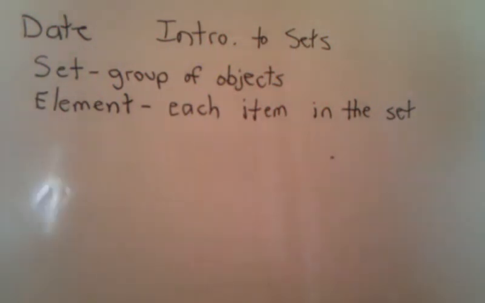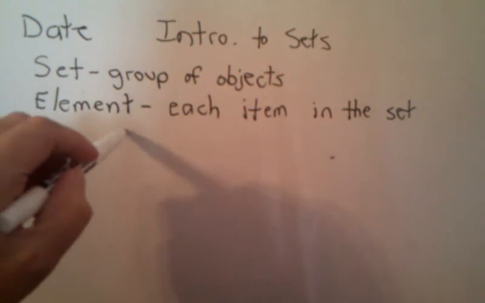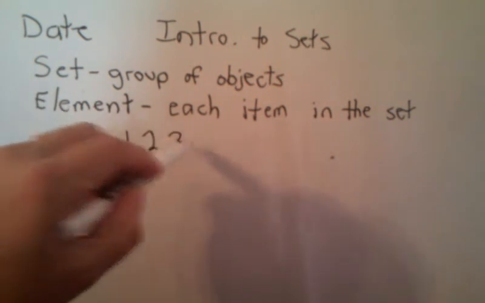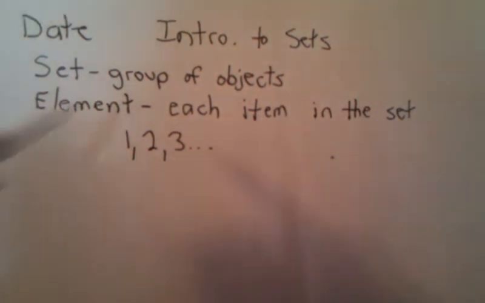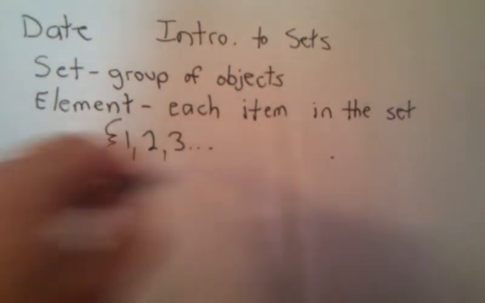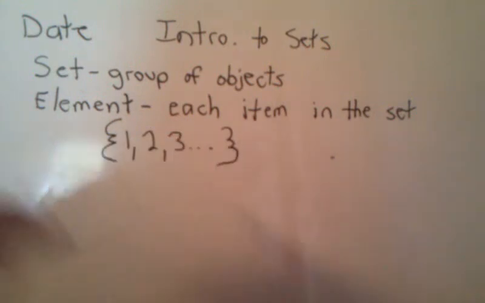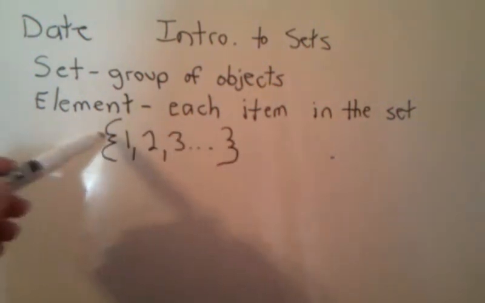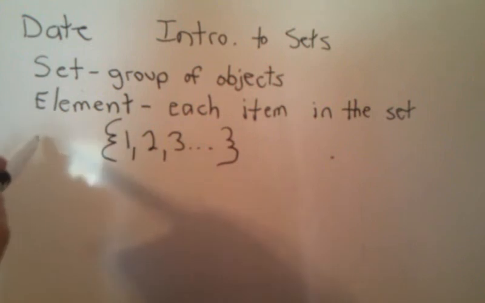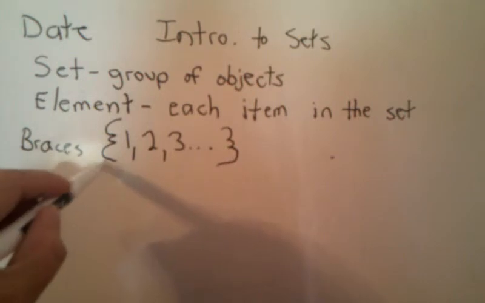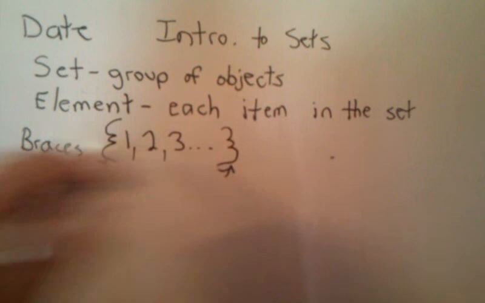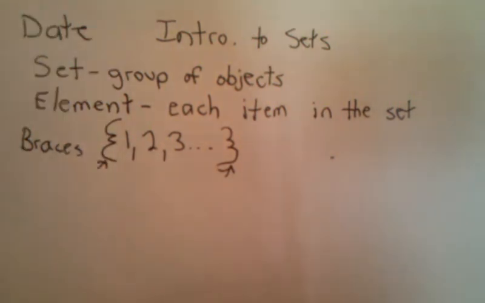Okay, so how do we enclose the elements of a set? If I have my set of numbers, 1, 2, 3, I have to put braces around them, and this is what braces look like. They're not parentheses, they have the little point in the middle, but these are braces. Those are arrows, by the way. But those are braces.